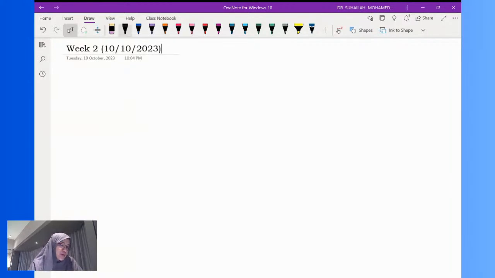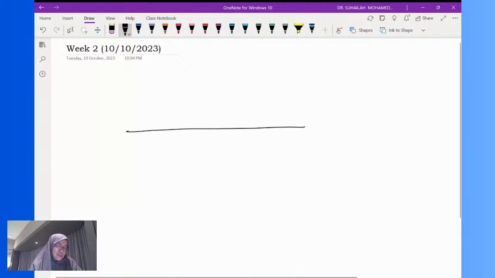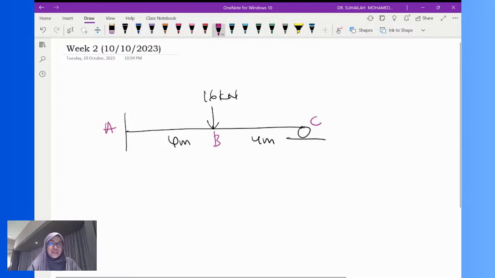In this session, I would like to discuss beam analysis, beam with one redundant. Let's say we have this beam. It is 4 meter, 4 meter, and this is 16 kilonewton. The label for this beam is A, B, and C. So this is an indeterminate beam to the first degree of indeterminacy.